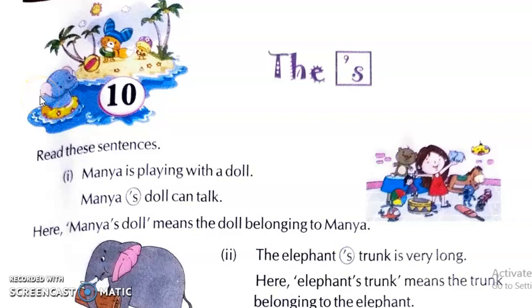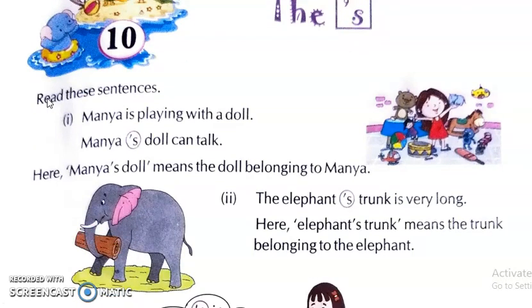Hello everyone. Now in English grammar we are going to start chapter number 10, the apostrophe s. We had completed till chapter number 9, and so now we are going to start the 10th chapter, and I hope all of you had completed all the chapters in your textbook. Now we are going to start the 10th chapter, the apostrophe s.